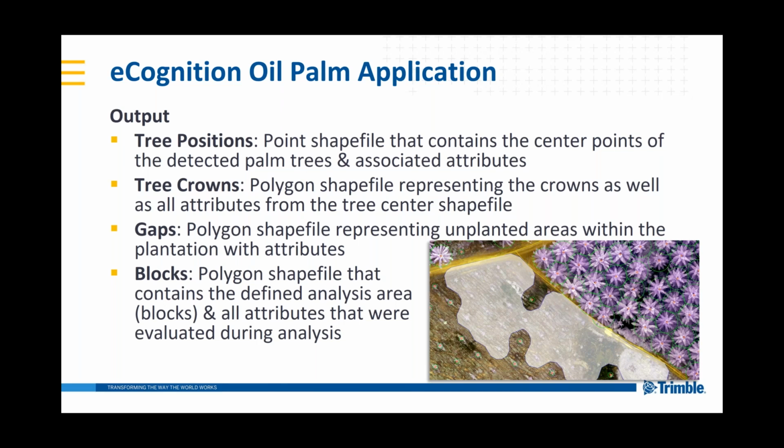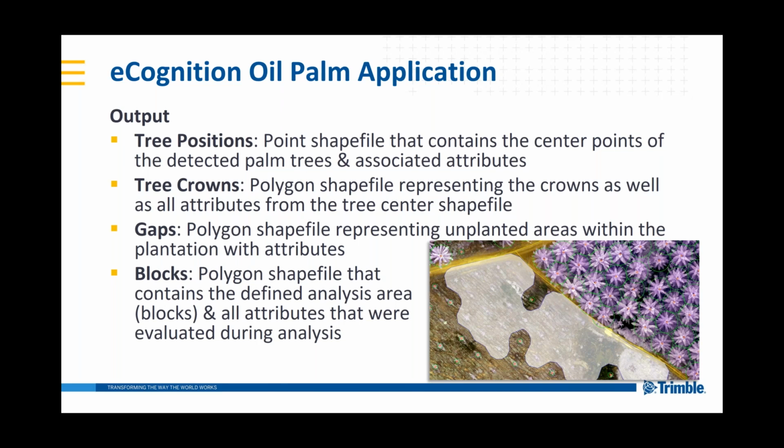In addition, the user can export tree crowns. This is then a polygon, and it's a representative polygon, so small, medium, large. And this will then also be associated with any of the attributes available for the center point file. Just another option in terms of exporting a product out of the Oil Palm application.